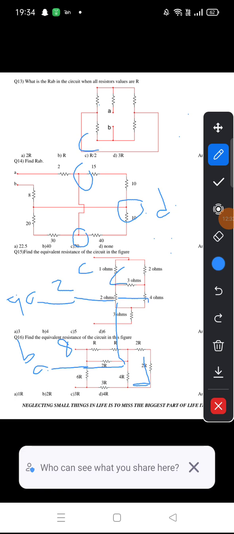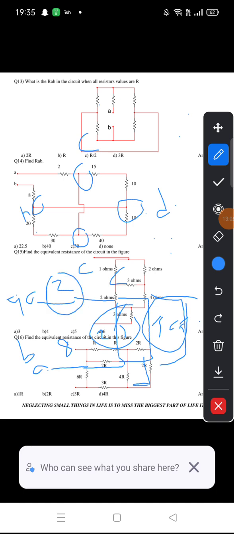This 50 ohm will be like this. This is another resistor. First one is 25, next one is 50, and another resistor, 20 plus 30, 50. That means here 50 in parallel with 50, giving 25. Resultant 25 in parallel with 25, you will get 12.5. 12.5 in series with this 2 ohm, again in series with 8 ohm.